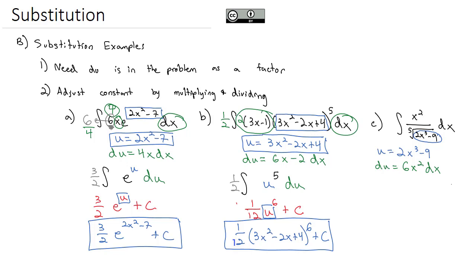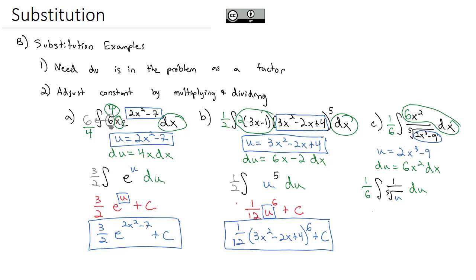Well, we only have x squared. We need a 6x squared. So we'll multiply by 6 and divide by 6 so that that 6x squared dx can all get absorbed into the du. We now have 1/6 times the integral. That 6x squared dx all became du. And we're left with 1 over the 5th root. All that stuff became u.